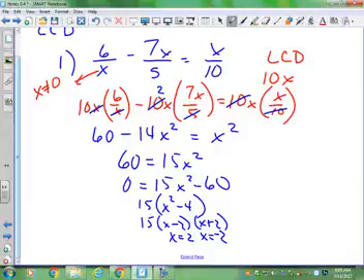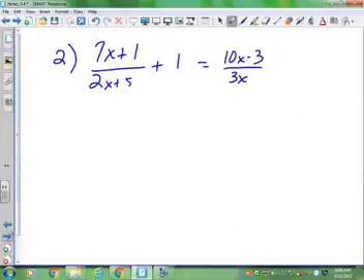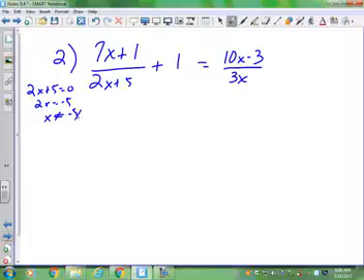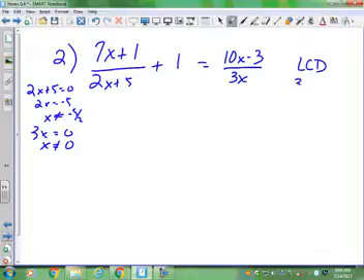Let's try this again with finding the common denominator. I see that I have two totally different denominators. So 2x plus 5 equal to 0 makes 2x equal to negative 5, so x cannot be negative 5 halves. And 3x equals 0 means x cannot be 0. So those are my two restrictions. The least common denominator for this problem is going to have both items, a 3x and a 2x plus 5.